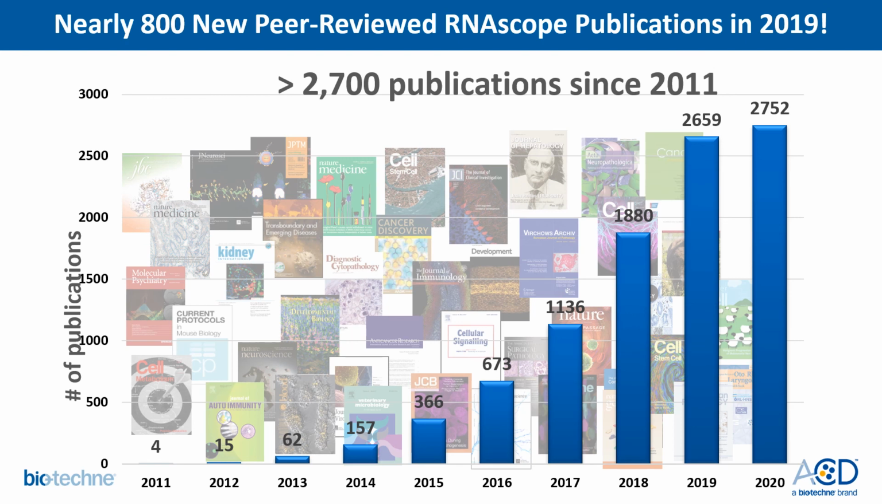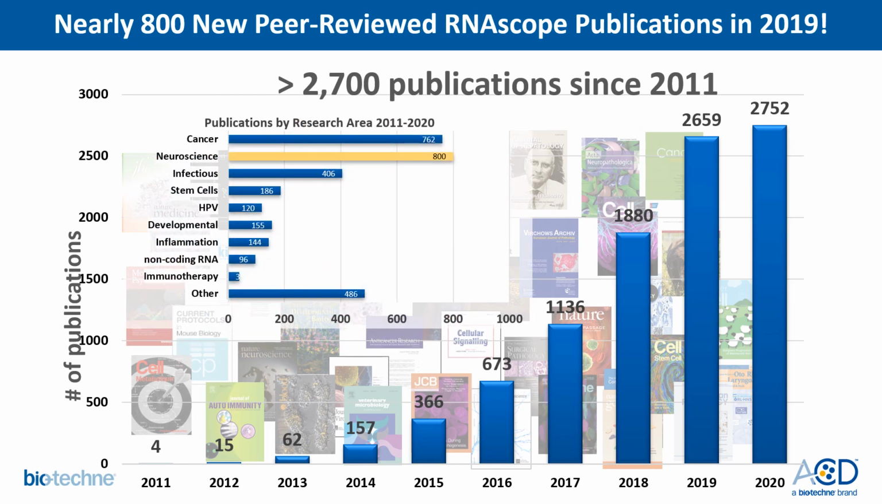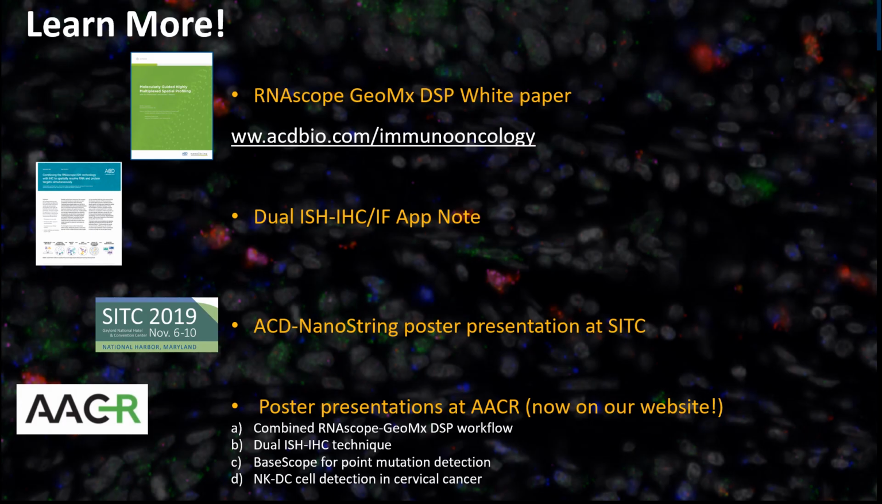Finally, our RNAscope assay has been widely applied in different research areas and has been adopted really well over the last few years. We have over 2,700 publications as of last month, and we are only growing. We have been used in different research and application areas, with cancer and neuroscience being our top areas of publication.